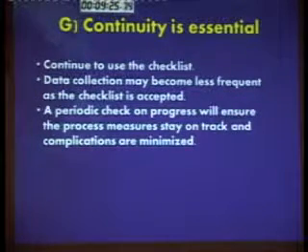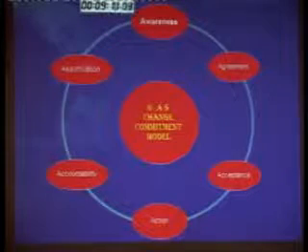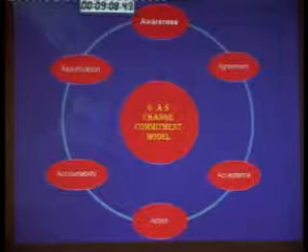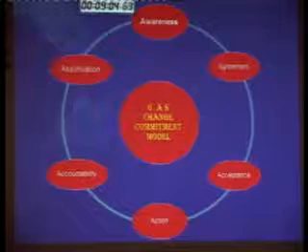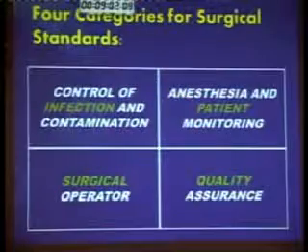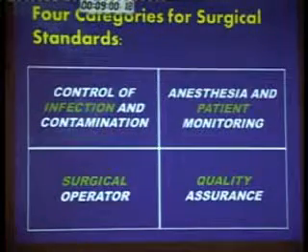Continuity is essential. Continue to use the checklist. Data collection may become less frequent as the checklist is accepted. A periodic check on progress will ensure the process measures stay on track and complications are minimized. These are the 6 A's of the commitment model: awareness, agreement, acceptance, action, accountability and assimilation. They are the 4 categories for surgical standards.